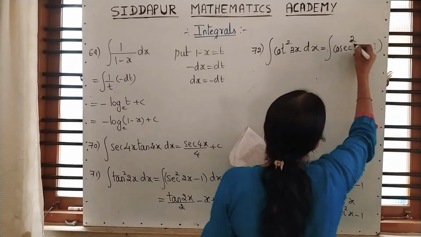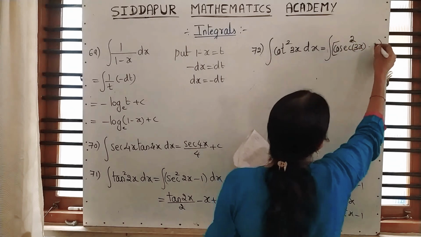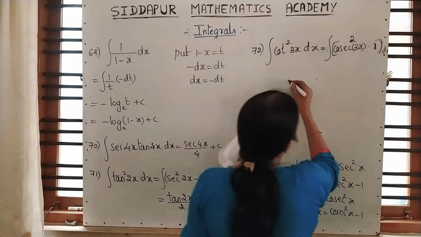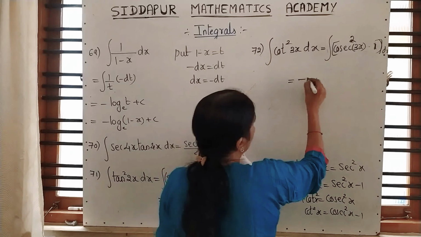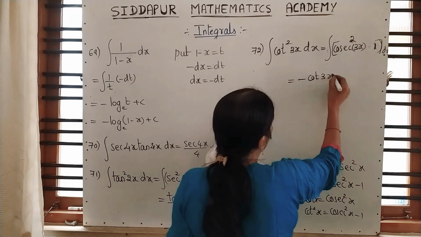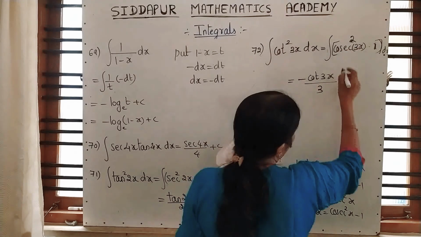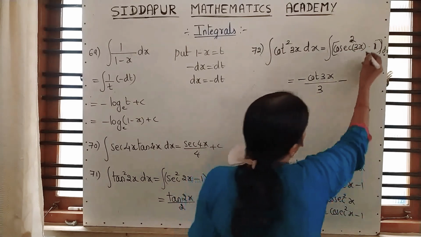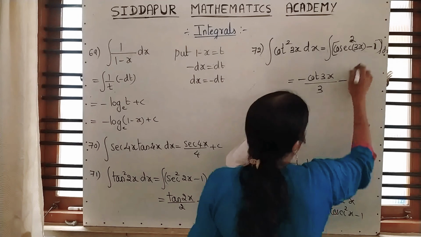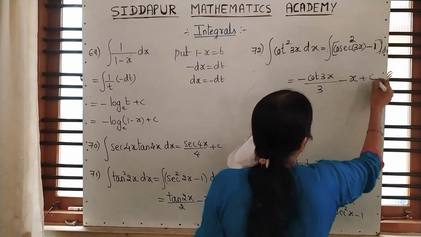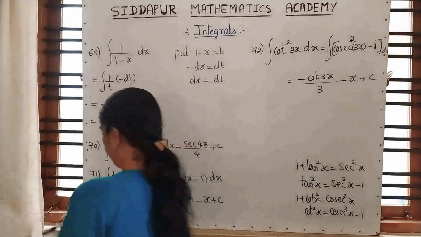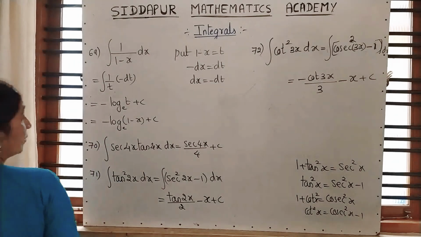Cosecant square 3x. This is the angle for cosecant. What is the integration of cosecant square? Minus cot 3x. Angle is other than 1, x coefficient is other than 1. It comes in the denominator. Minus, that is integration of 1 is x. Moving to the next question.